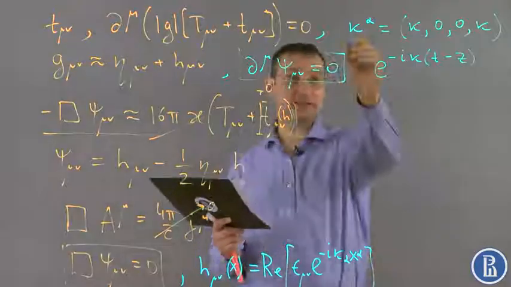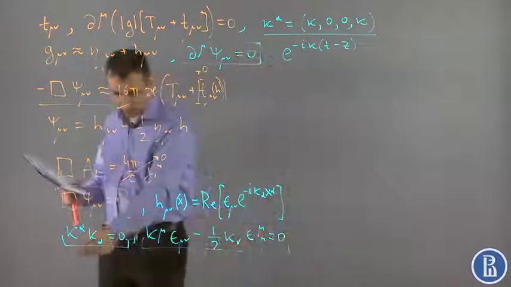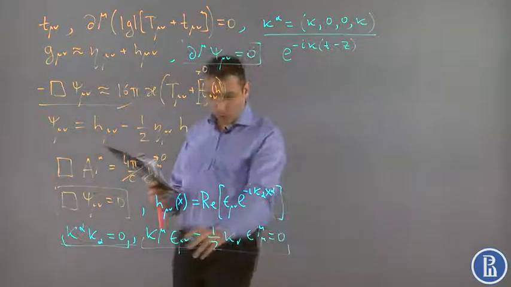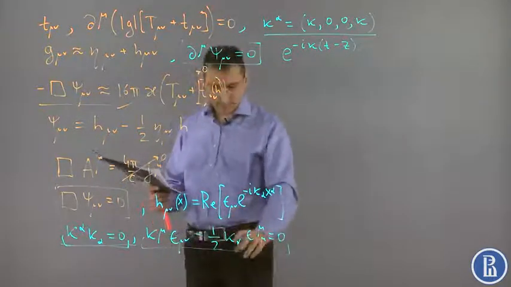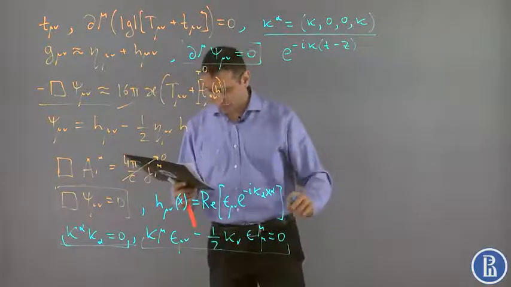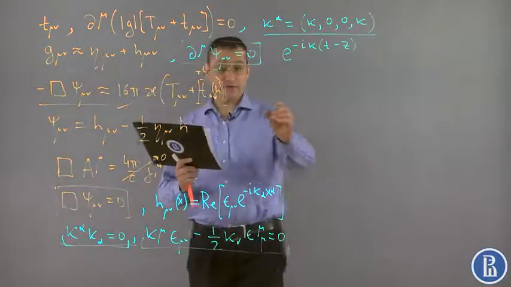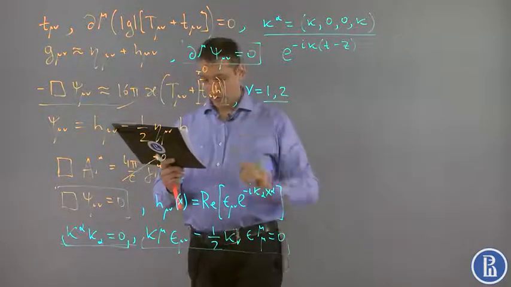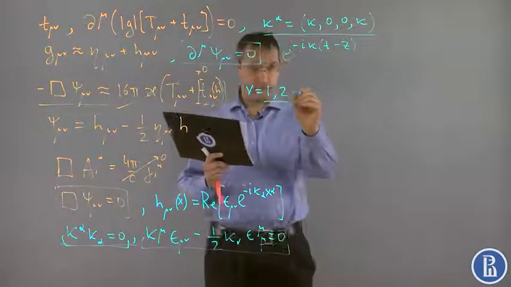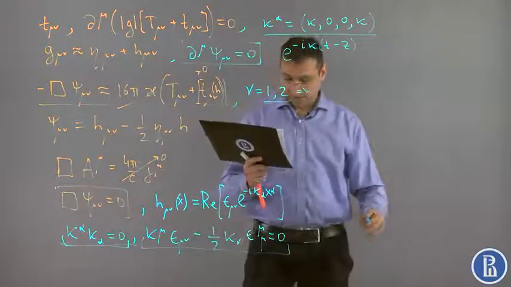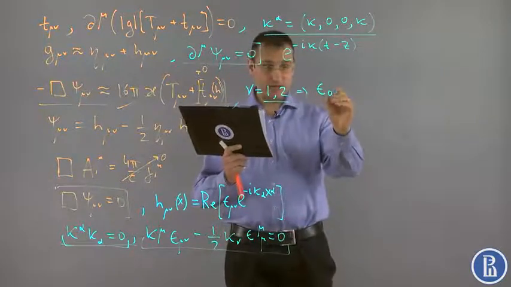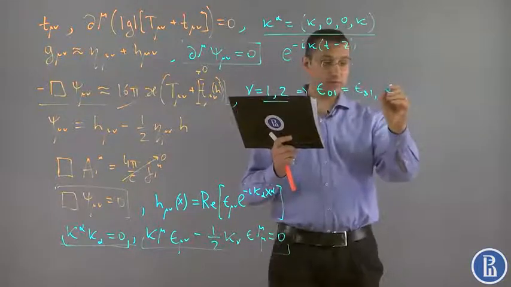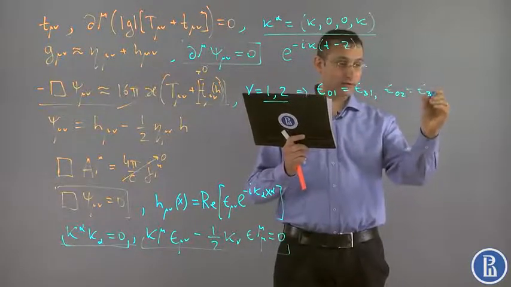Now, using this vector k, which solves this equation, we want to solve the other equation. For each ν we have an equation, ν = 0, 1, 2, 3. So for ν = 1 and 2, we have the following situation: ε_01 is equal to ε_31, and ε_02 is equal to ε_32.